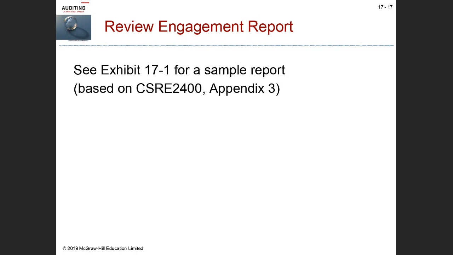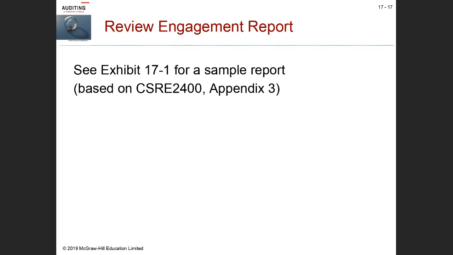It says Independent Practitioner's Review Engagement Report. And I'll just read right at the bottom of the report. It says, based on my review, nothing has come to my attention that causes me to believe that the financial statements do not present fairly in all material respects the financial position of the company at December 31, 2000, whatever, and the results of its operations and cash flows for the year that ended in accordance with IFRS, for example.